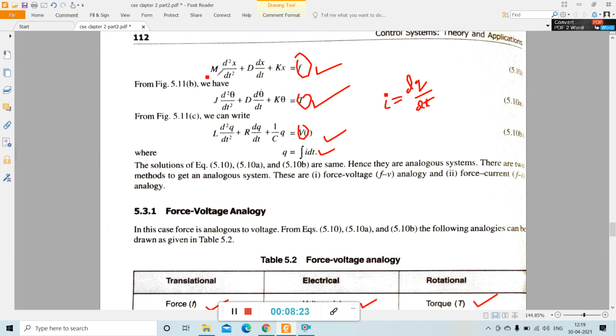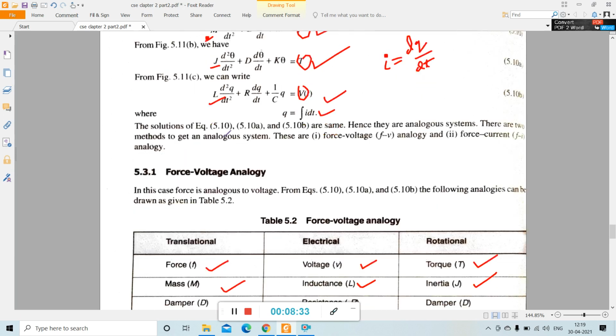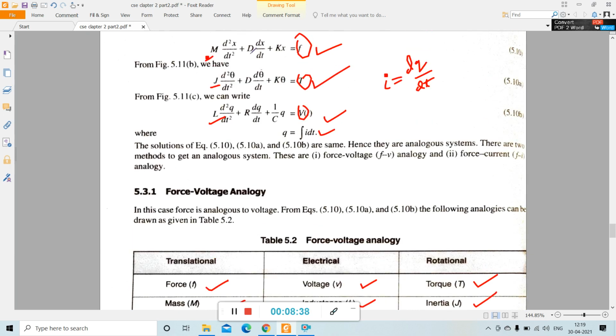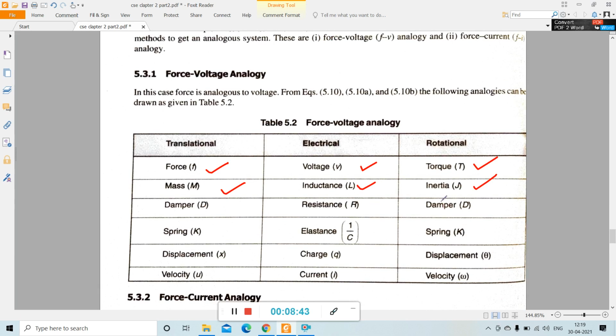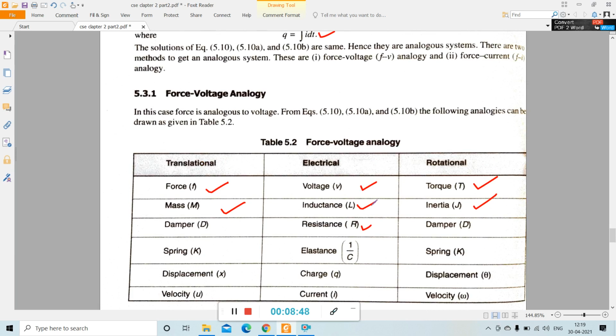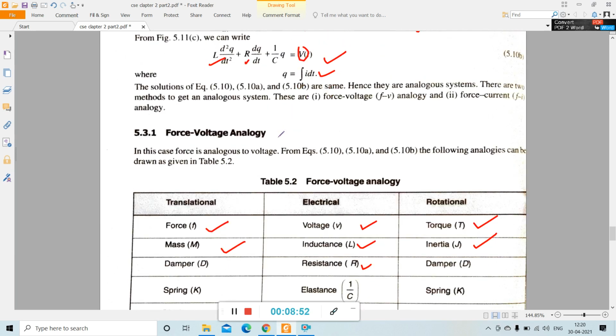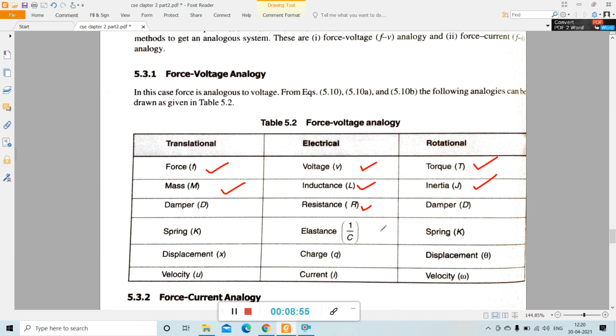Similarly for mass, M is written here, and in place of mass it is J for the rotational system, and here L for the electrical system. Likewise for damper, this is D, and R. So this is written over here, damper, then for electrical it is R. Similarly for spring constant, K, and for electrical, C, so 1 by C, elastance, is written here.